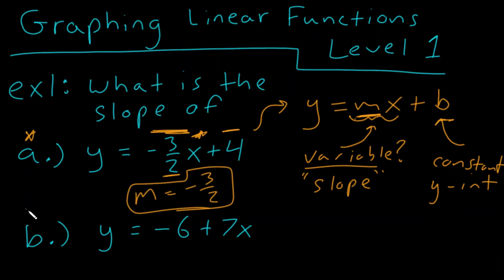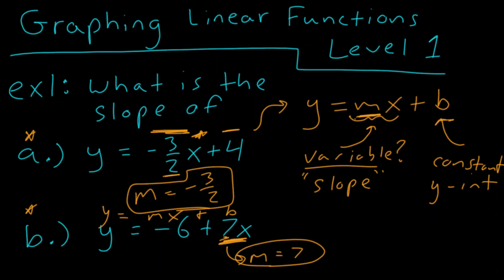Let's take a look at letter B. For letter B, we have y equals negative 6 plus 7x. A lot of students would be tempted to say that the negative 6 is our slope because they think, oh yeah, y equals mx plus b, it's the first thing. But remember, your slope is always the variable. And ask yourself, which one of these is the variable, the negative 6 or the 7x? And of course, this is our variable. And so we know our coefficient, the 7, we could say m is equal to 7, or our slope is equal to 7. All right, finish taking the notes.